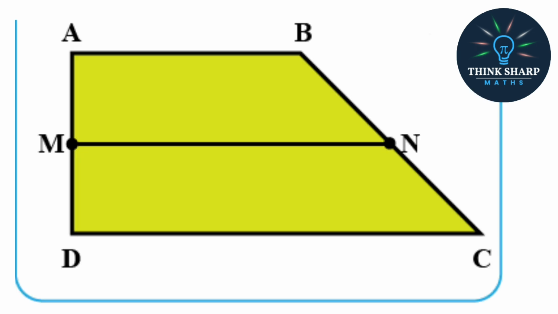One more important point in a trapezium is if AB is parallel to CD and MN is also a line which is parallel to AB and CD, then AM by MD is equal to BN by NC. And how do we state it? Any line parallel to the parallel sides of the trapezium divides the non-parallel sides proportionally.